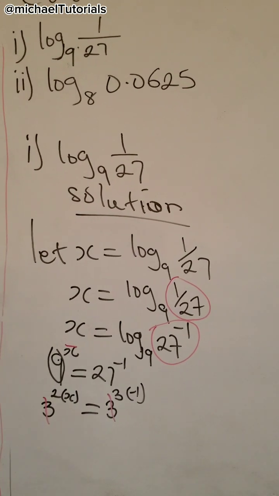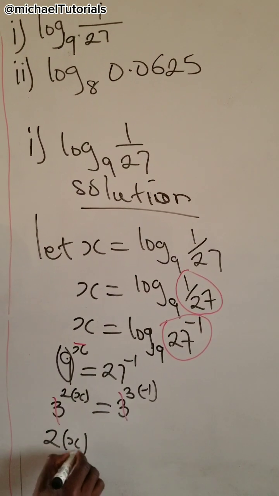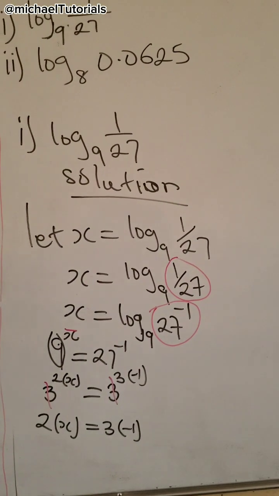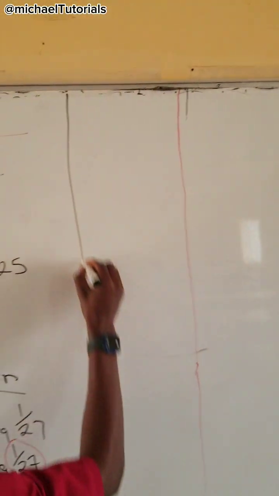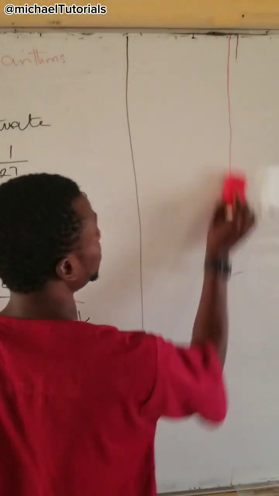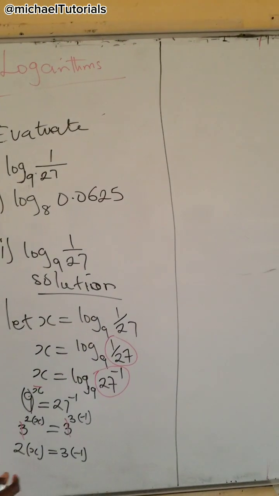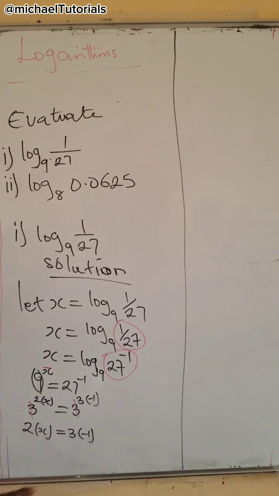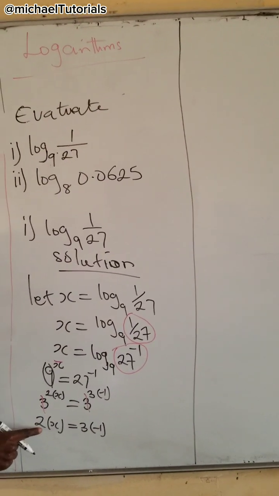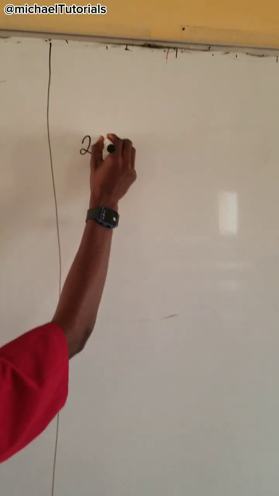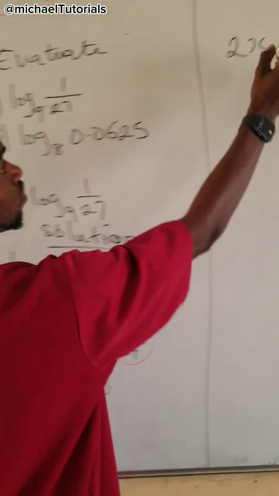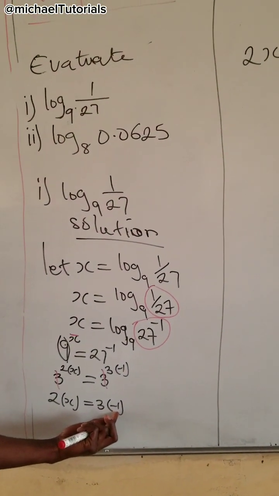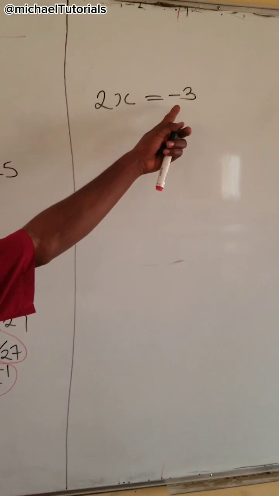Wow. Now we have 2 open bracket x is equal to 3 open bracket minus 1. The powers we counter. Let us use the other side of the board. Now, we have this 2 open bracket x is equal to 3 open bracket minus 1. So if we open this bracket, that is 2 times x will give us 2x, which is equal to minus 3. That is 3 times minus 1 will give us minus 3.